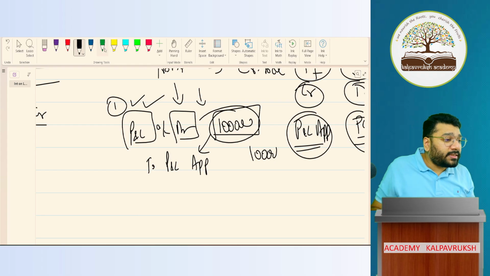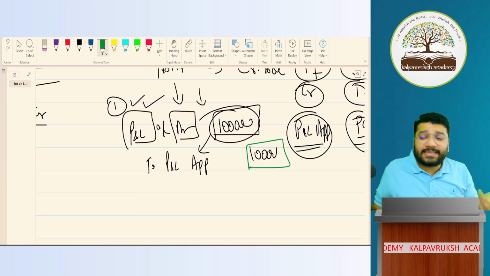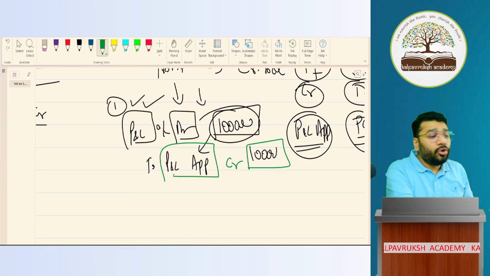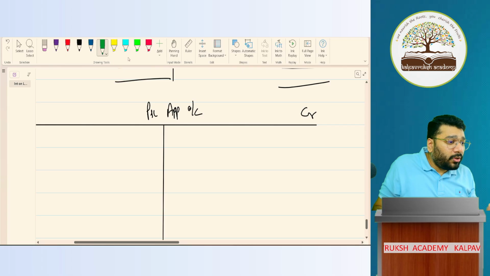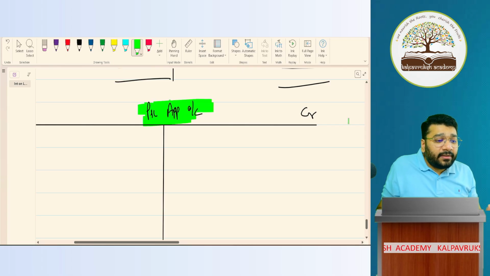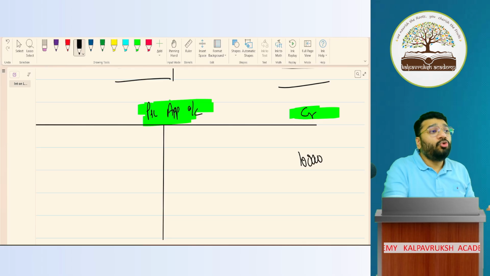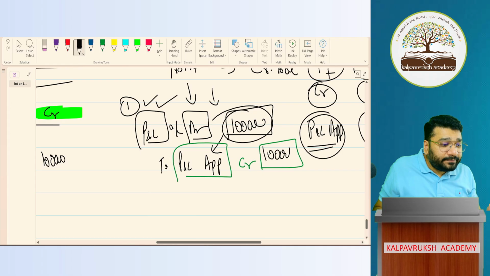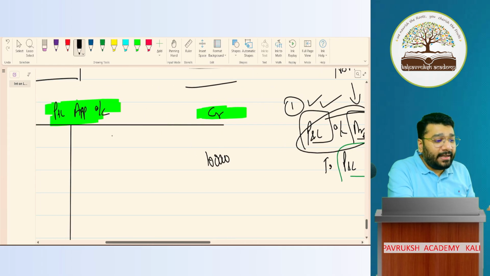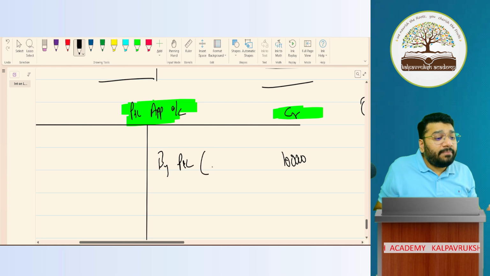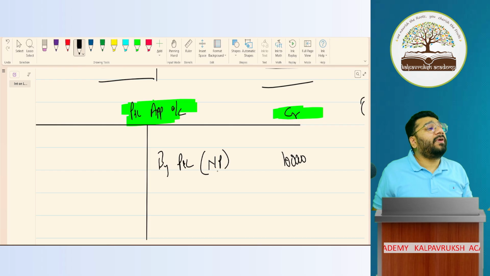Now, how do I record this? Sir, record this 1 lakh rupees where? On the credit side of the P&L appropriation account. So go to the P&L appropriation account, on the credit side record 1 lakh. Who's the opposite party for this? By P&L. Okay, not okay? In brackets, what do you write? Net profit.